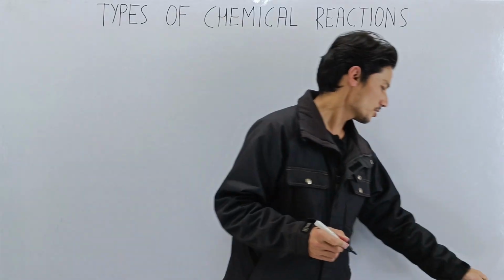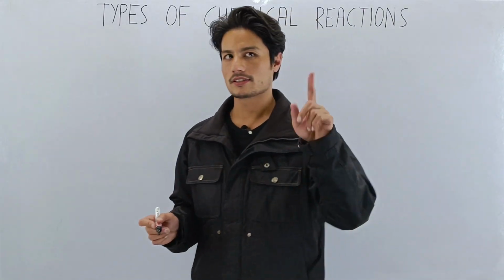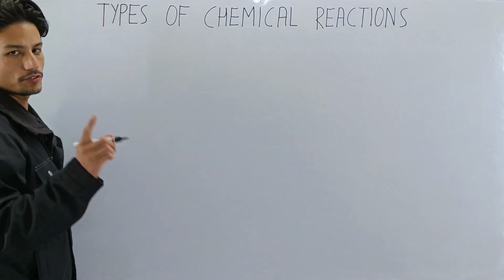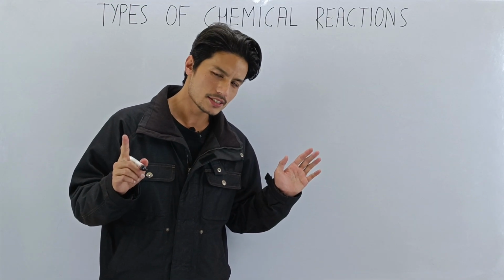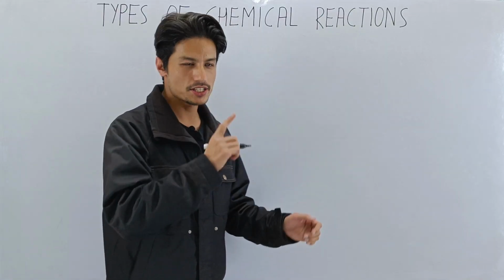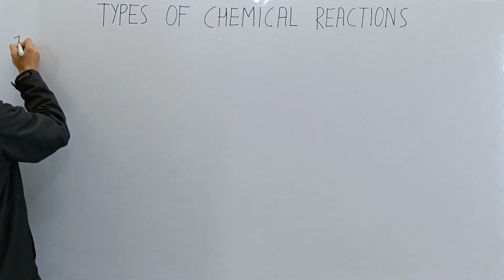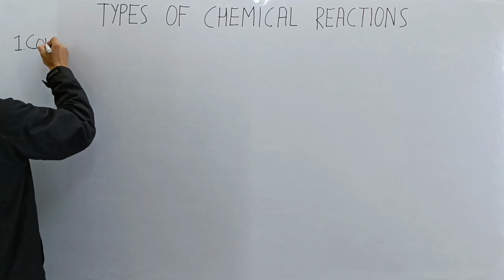All right, so let's start. We will be writing the definition of the first type of chemical reaction, which is combination reaction. So let's discuss number 1, combination reaction.